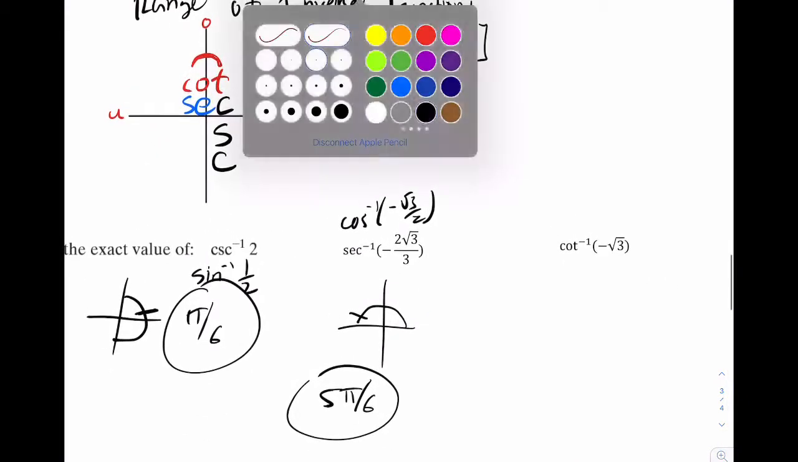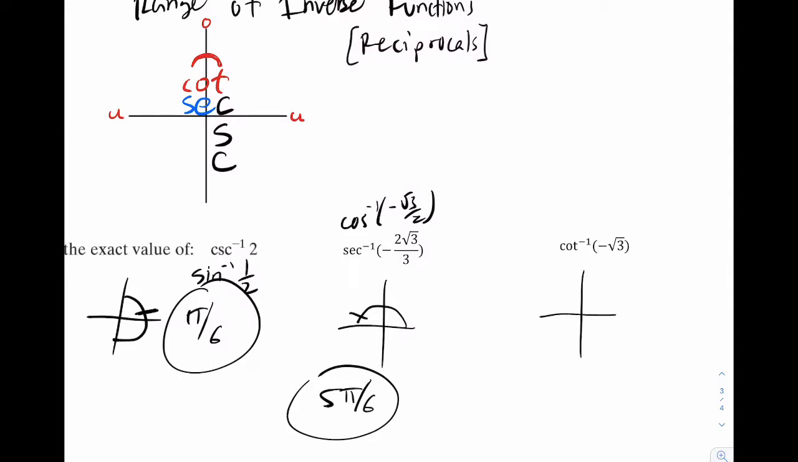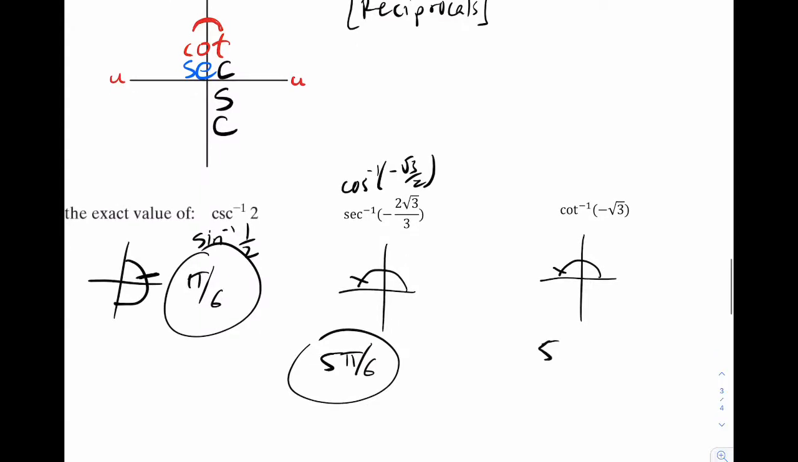So for this one, you can highlight quadrants 1 and 2. And again, some people like to think of it as where does tan hit negative root 3 over 3, but I think for this one, just kind of think through it. You can think about quadrant 1 and 2, think where does cotan hit negative root 3? That would be right there. So that would be 5 pi over 6 again.